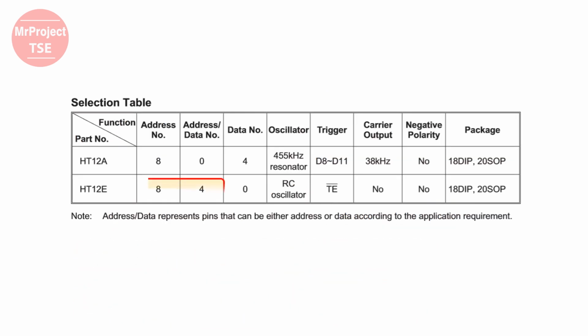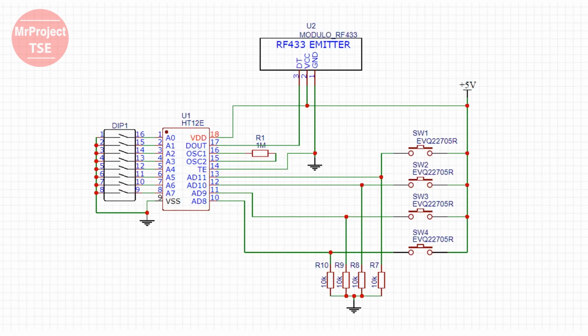For addressing, there are 8 address bits for address setting, and there are 4 data bits. Easy to use, connect a resistor at the oscillator pins. For address setting, you can set bits A0 to A7. Data is set at AD8 to AD11. After the trigger pin is set to low state, or grounded, the set addresses and data will be sent.